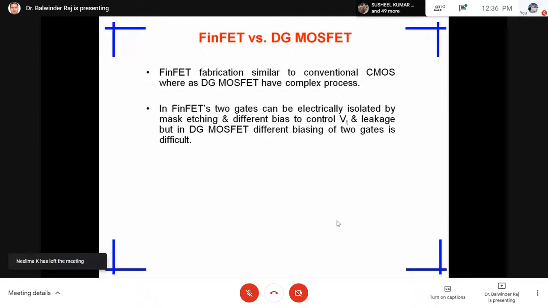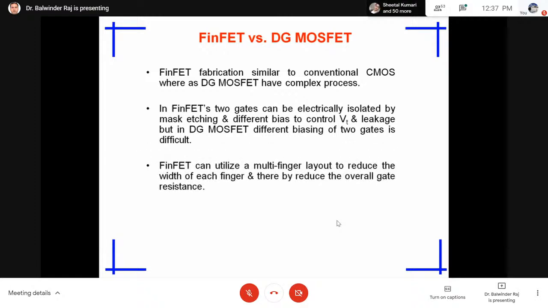So that is the advantage, we can control the threshold voltage and leakage, but in the double gate, the separate fabrication of the two gates is difficult because it's a planar technology. Step by step we have to grow.